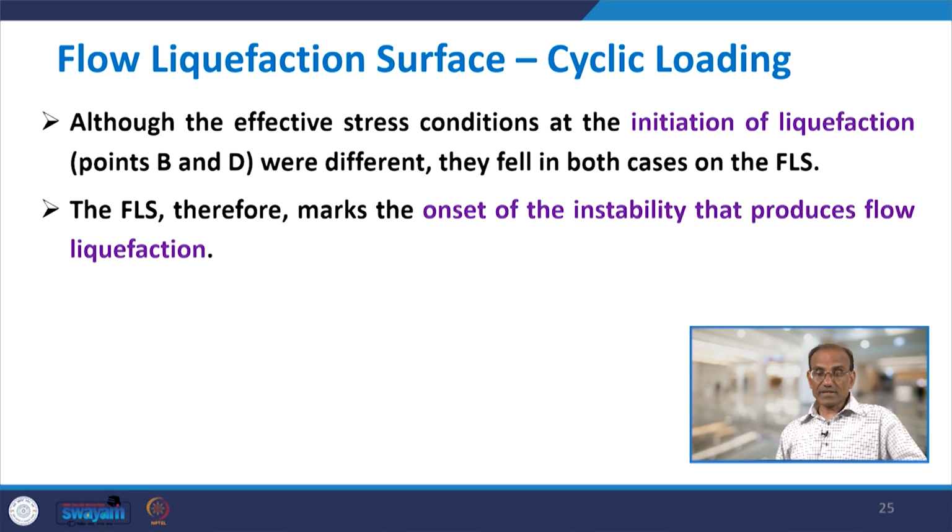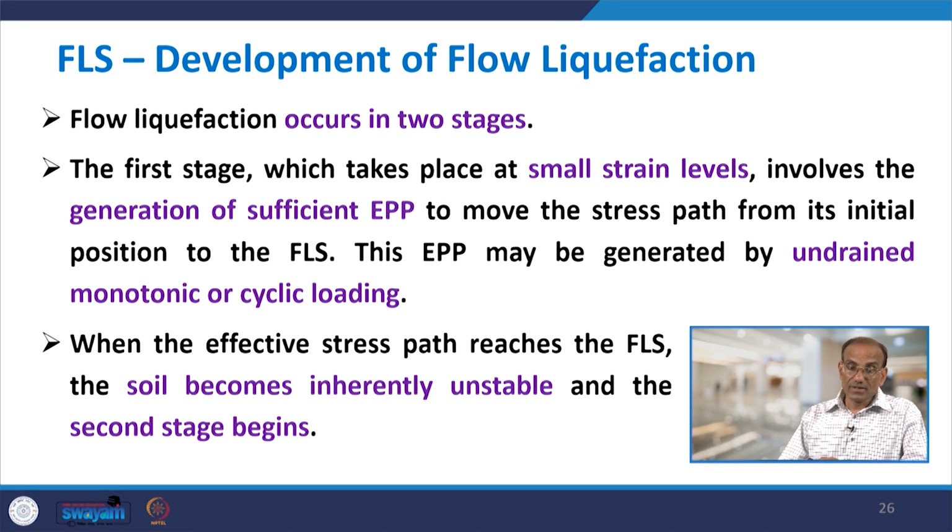So, the effective stress conditions at initiation of liquefaction, points B and D, were different, but they will fail on the FLS in both cases. So, whether it is monotonic loading or cyclic loading, the final termination will be at the FLS. The FLS therefore marks the onset of instability and the products of flow liquefaction. Now, continuing with the last topic for this, development of flow liquefaction.